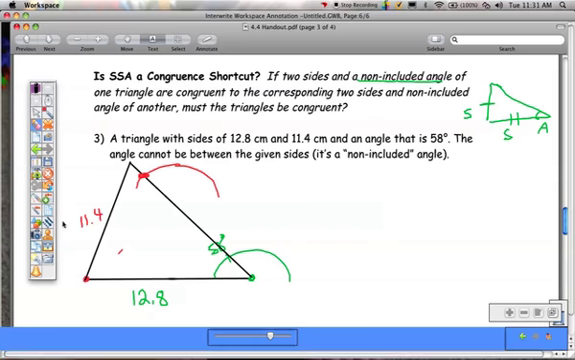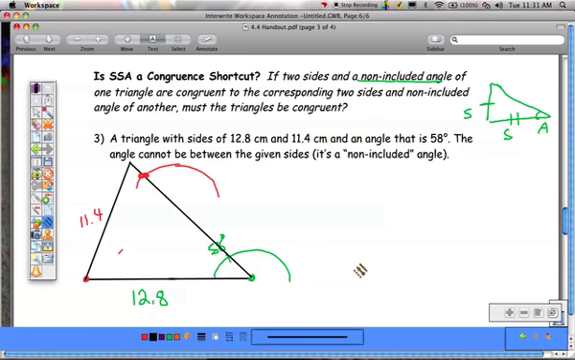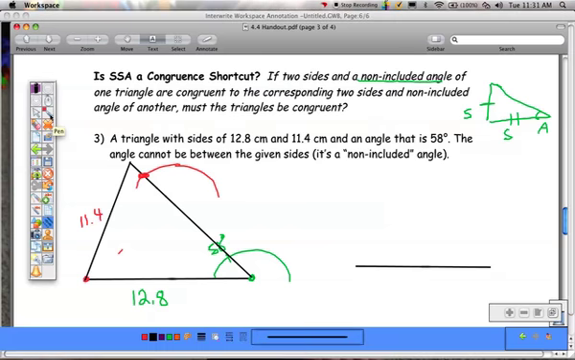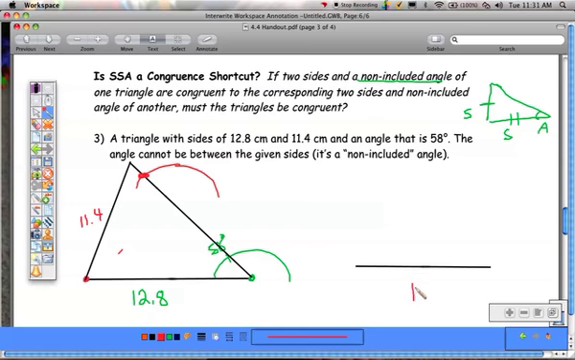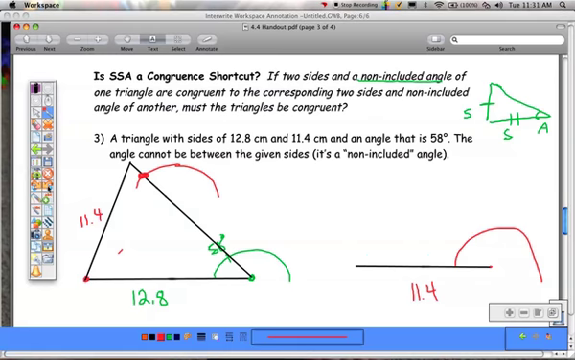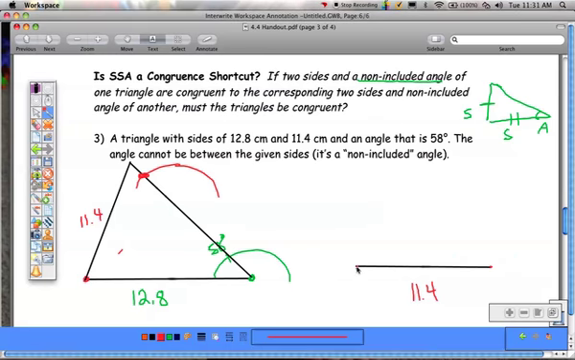I've always stopped working, but I'll do it by hand. You could start with the 11.4 right here. You could measure out your 58 degrees from one side right here, or from the other side. Actually, let's do it from the other side. So here's my protractor. Measure out 58 degrees.